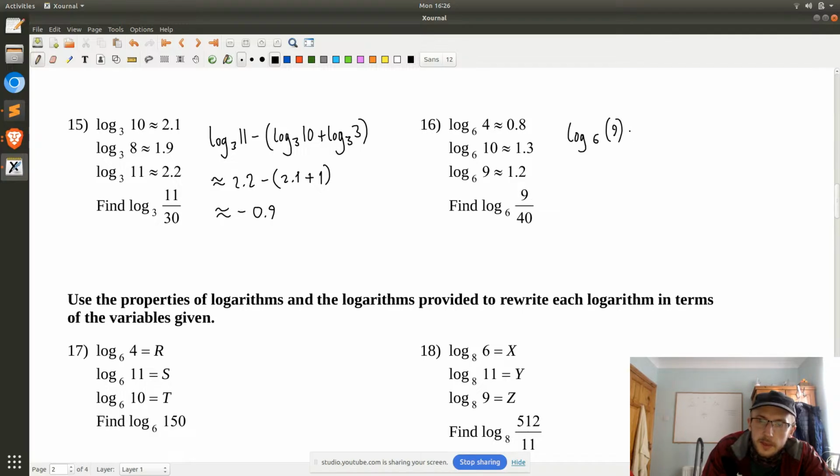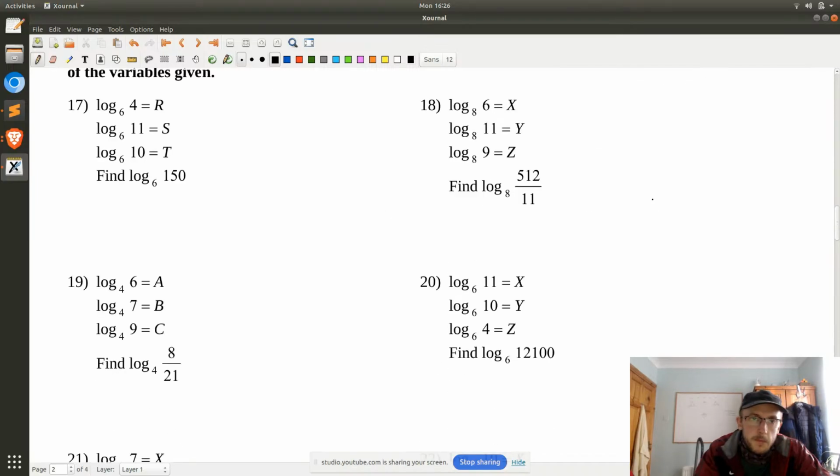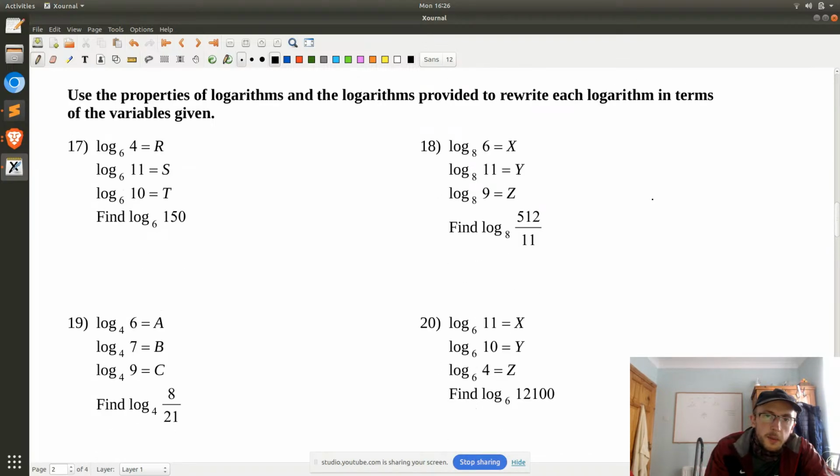Log base 6 of 9 minus log base 6 of 4 plus log base 6 of 10. So 1.2 minus 0.8 plus 1.3. And that there is 2.1, and 1.2 minus 2.1 is negative 0.9. Use properties of logarithms and the logarithms provided to rewrite each logarithm in terms of the variables given.